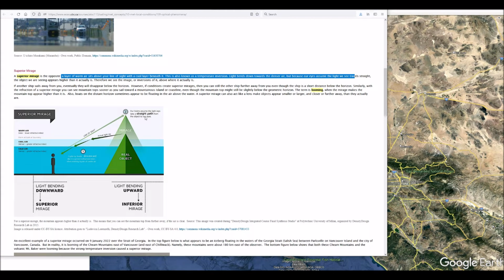Here's a page describing Superior Mirage. A layer of warm air sits above your line of sight with a cool layer beneath it. This is also known as a temperature inversion. Light bends down towards the denser air, but because your eyes assume the light we see travels straight, the object we are seeing appears higher than it actually is. So this is a form of extreme looming. The term is looming when the mirage makes the mountaintop appear higher than it is.